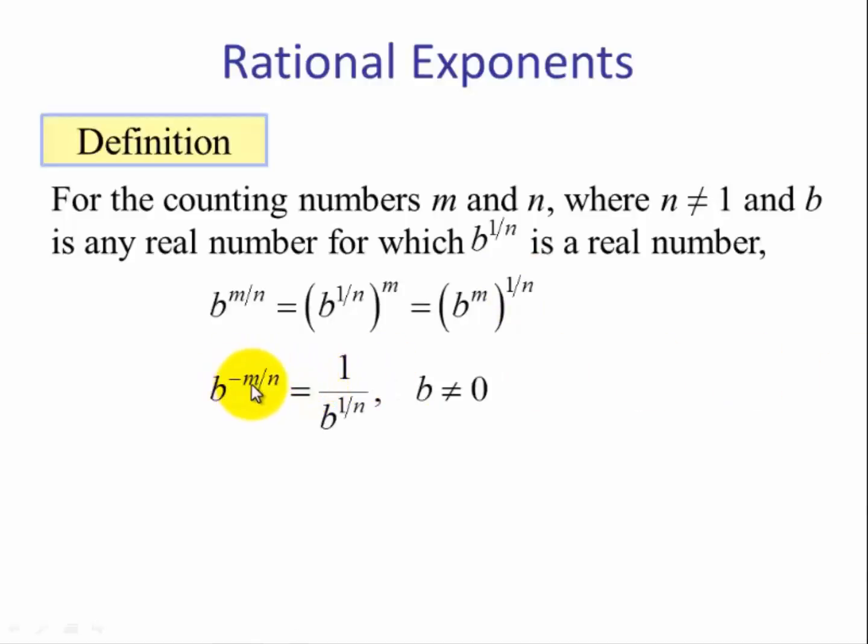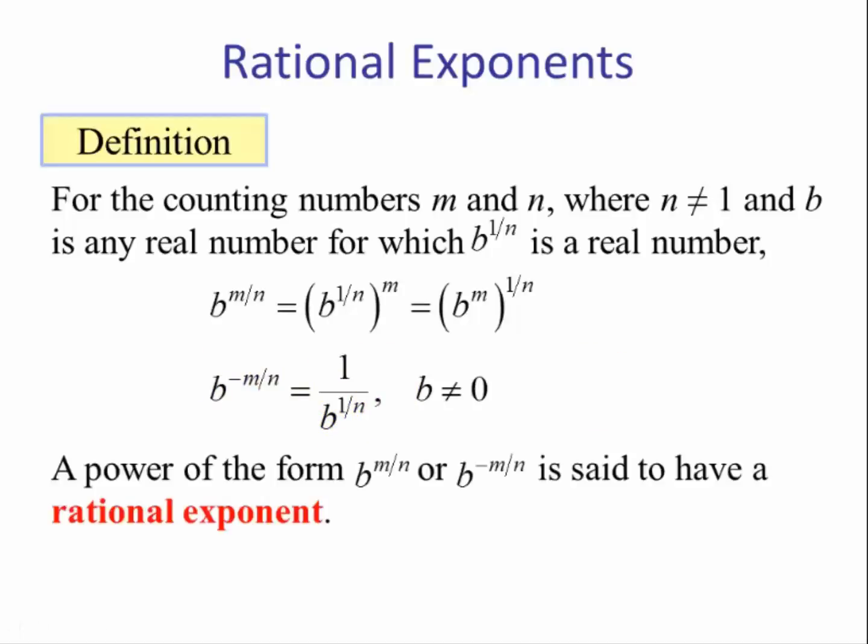If we have a negative m divided by n, then we still follow the same rules as before. If you have a negative exponent in the numerator, you send it to the denominator. If it's in the denominator, you send it to the numerator, and you change the sign. A power of the form b to the m divided by n power, or b to the negative m divided by n power, is said to have a rational exponent. This is just a fancy way of saying we have exponents that are fractions, rational numbers.